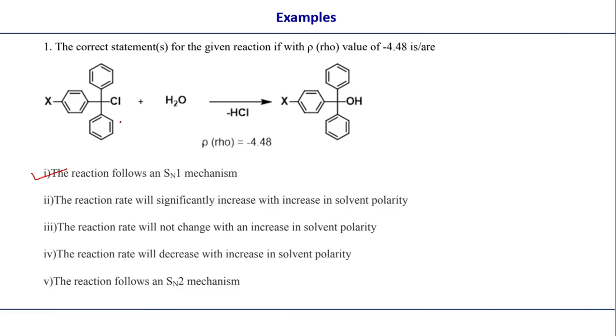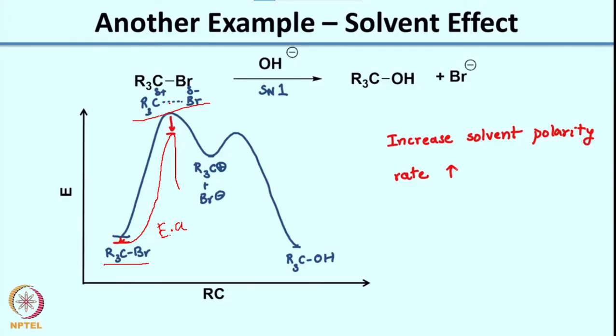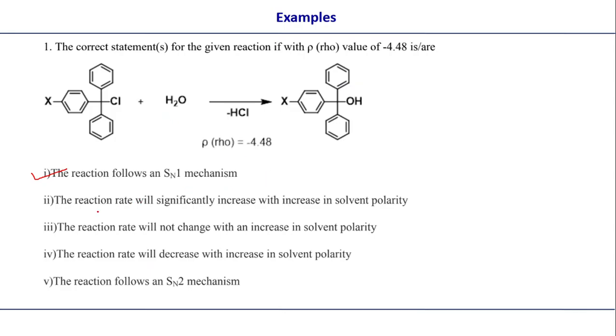So from uncharged to charged species, as we have discussed, the transition state energy will be lower compared to the original energy, right? So when we are increasing the polarity of the solvent, the transition state energy will get lower, so the activation energy will get low and the rate will become high. So the second option, the reaction rate will significantly increase with increase in solvent polarity, is correct for the SN1 mechanism, right?